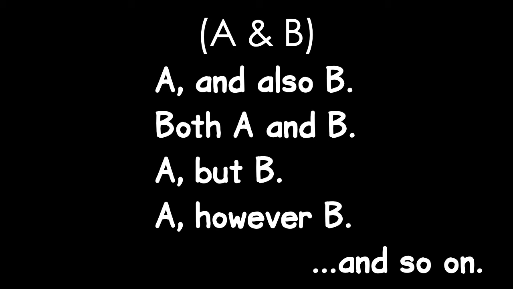Logical conjunction can be used to translate lots of different English sentence forms. So A ampersand B can be used to translate A and also B, both A and B, A, but B, A, however, B, and so on.